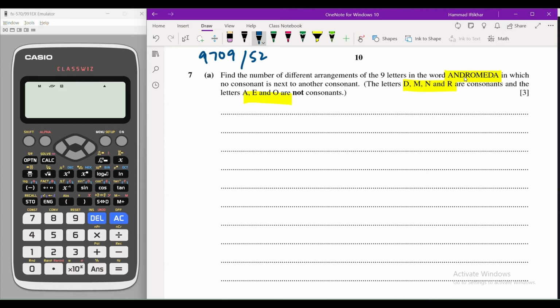So we have 1, 2, 3, 4, 5, 6. Oh, sorry, E is not there. So these are just 5 consonants, and 4 are vowels. And also we have 2 A's and 2 D's. Okay, all right.